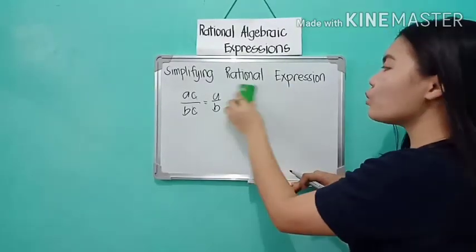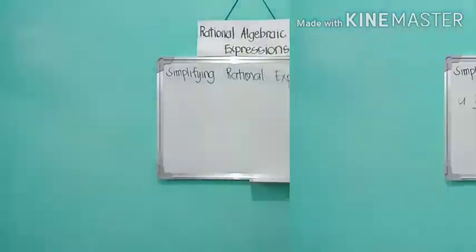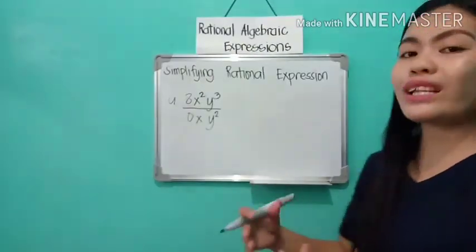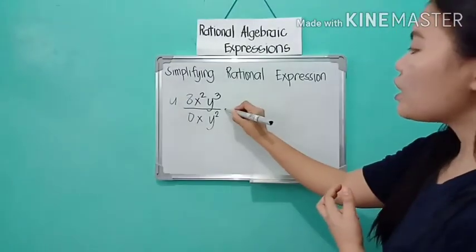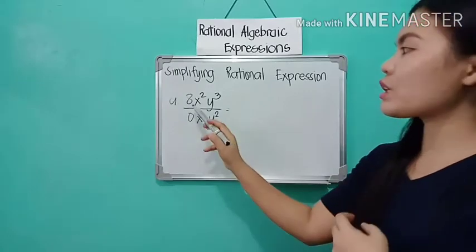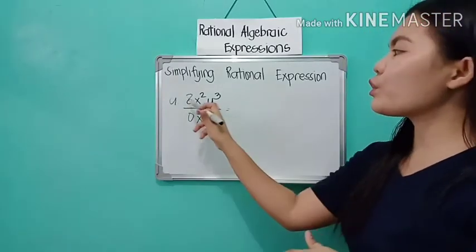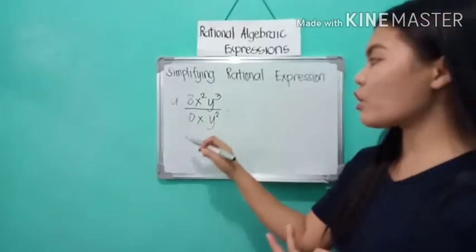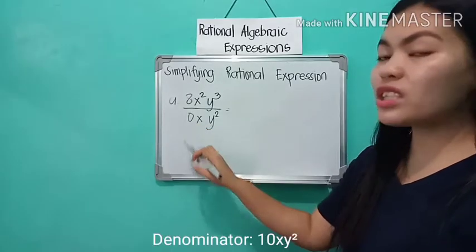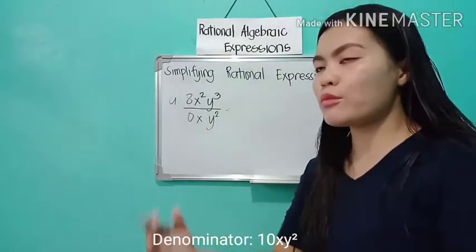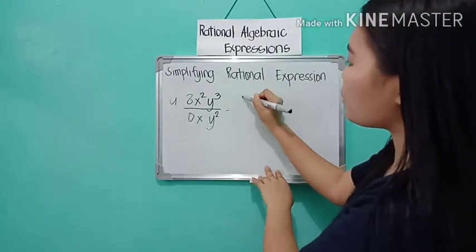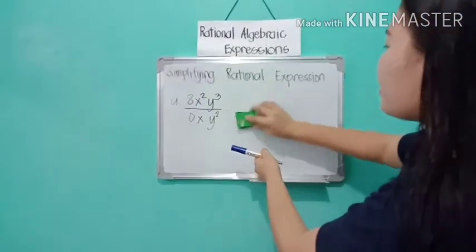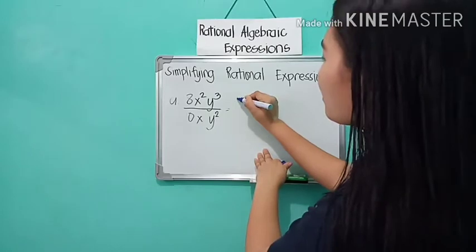So now let's go on to simplifying rational expressions. Now how are we going to simplify this one? What we're going to do is expand our expressions. Let's start with the coefficients. The factor of the coefficient here is 2 times 4. It is because our denominator, which is 10, we can also factor into 2 times 5. So they have the common factor 2.